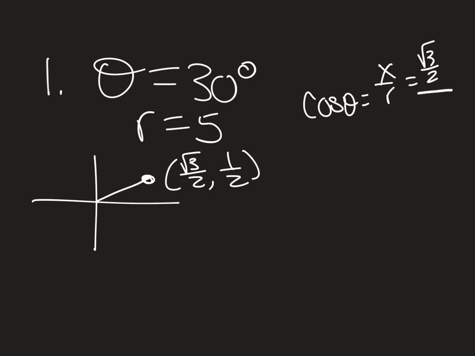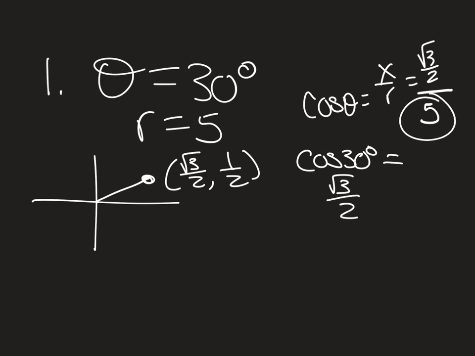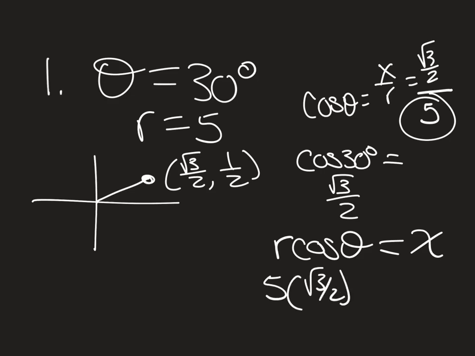over the 5. So we're doing cosine of 30 degrees. So for us in the unit circle, that would be root 3 over 2. We have this 5 over here, though, so we have to multiply the 5 over. So what we're really doing is our cosine theta is going to give me this new x value. So 5 times root 3 over 2 gets me 5 root 3 over 2.